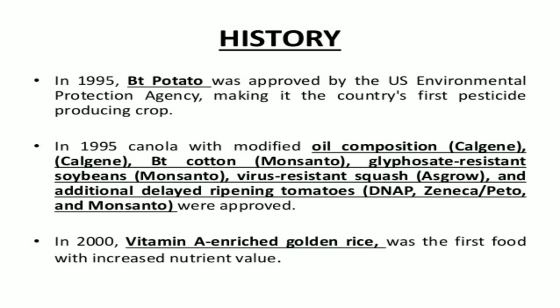In 1995, canola oil composition was modified. The BT cotton as well as the virus resistant squash were approved. In 2000, vitamin A enriched golden rice was the first food with increased nutrient value.